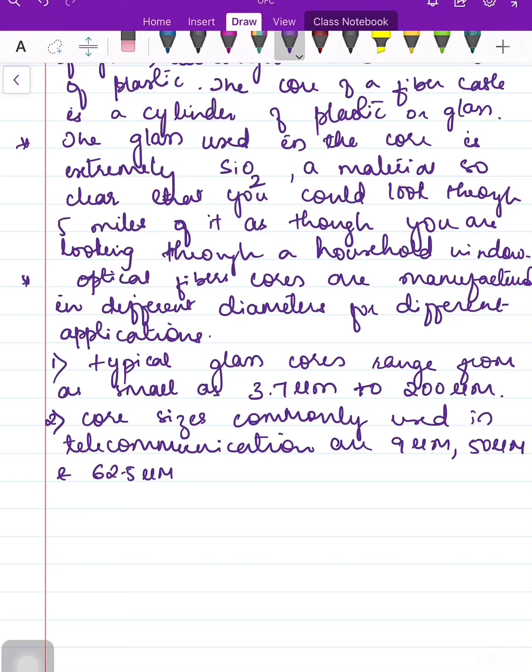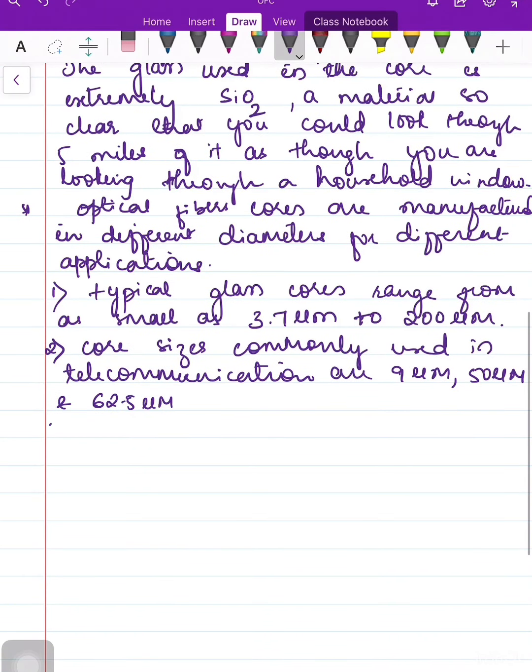If you want, you can write about the different types of optical fiber depending upon the core size, like single mode fiber and multi-mode fiber, or else you can just drop that if it is making the answer very big. You can skip these points depending upon the marks you have in your exam. So these are all sub points.